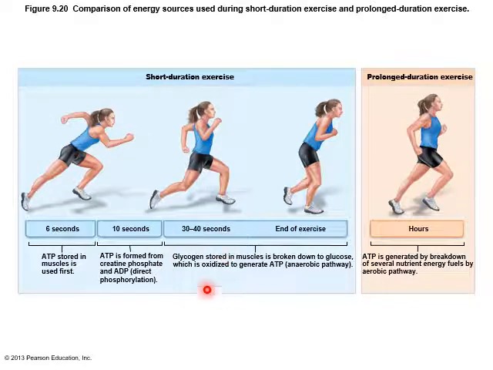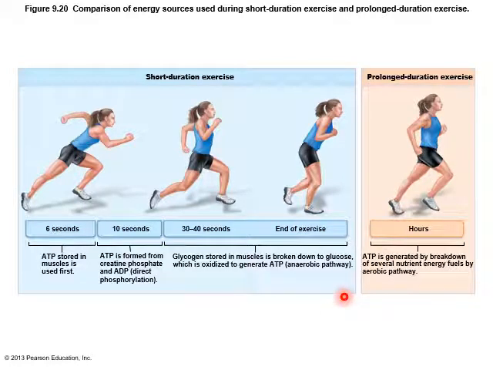Then glycogen that's stored in muscles is broken down into glucose. Glucose is broken down inside the cytoplasm of the cell into 2 pyruvic acid, and that releases 2 ATPs. This is anaerobic, okay? So that's another source of energy that's very short, 30 to 40 seconds, and then the end of the exercise. So this is short-term anaerobic types of exercise.